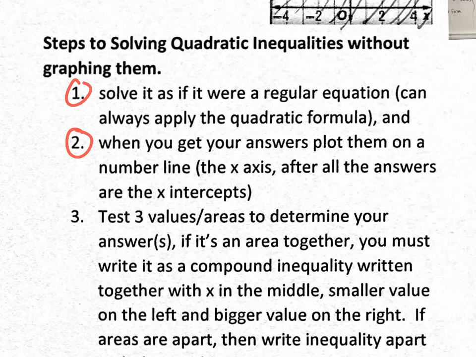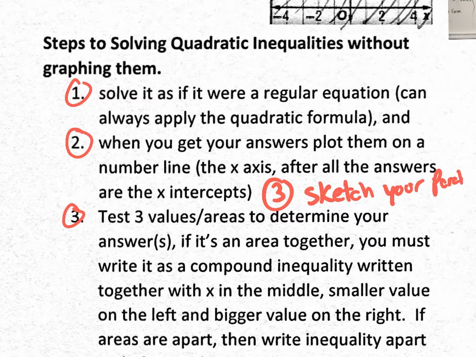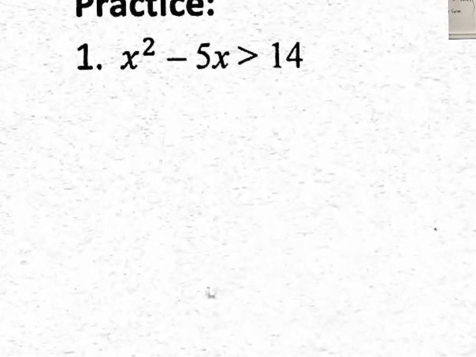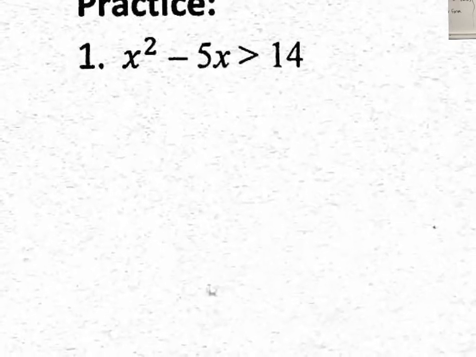Step 1 is solve it as if it were a regular equation. You could always use a quadratic formula, but you might want to factor, split, and solve. Number 2, when you get your answers, plot them on the x-axis, right? Now, number 3, instead of testing 3 different values, I recommend you sketch your graph, or sketch your parabola. Just sketch it. That way you could determine whether you're shading the inside of the U-shaped curve or the outside of the U-shaped curve. So again, when you sketch it, it does not have to be precise. It's just a sketch to determine what your x answers are.